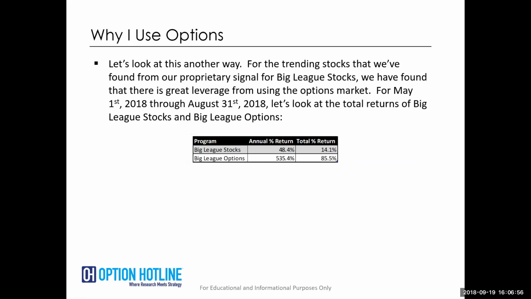So if you want to look at where the leverage comes from, I talked about the proprietary signal for big league stocks that I can't really get too much into the details of, but I can tell you we use a lot of the stuff I've talked about today and apply a little bit of options knowledge to those trades and apply some leverage. You can see the massive magnitude of leverage that we can get out of options. So rather than getting a 14% return from May 1st through August 31st, we were looking at an 85% return over 4 months. Just let that sink in for a second. 85% in 4 months. This is the kind of system that I want to use when I'm finding good trends.